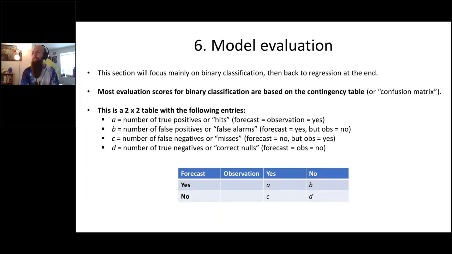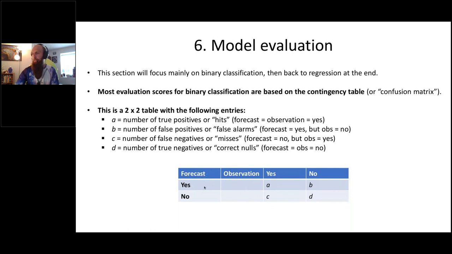So this section is going to focus mostly on binary classification because, for one thing, it's easier to talk about, and for another thing, there's some really neat graphics that have been developed for binary classification that don't exist for regression. So I'm going to start off talking about binary classification and then kind of circle back to regression at the end. So for binary classification, when you're just predicting a yes or no thing, most evaluation scores are based in the contingency table, or sometimes people call this the confusion matrix, and this is what a contingency table looks like at the bottom.